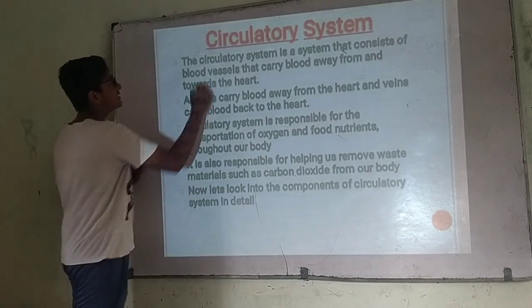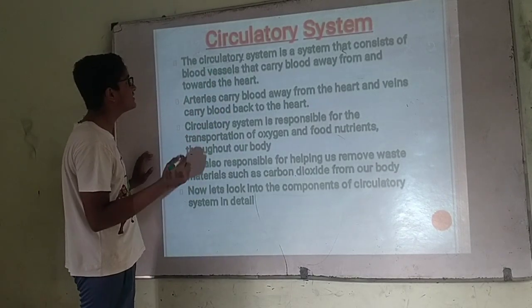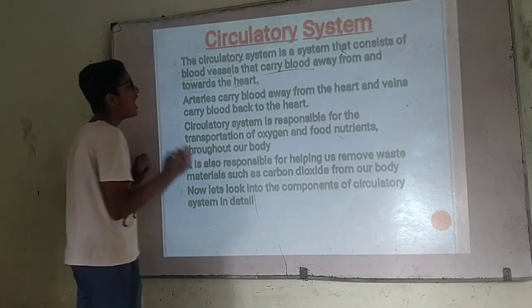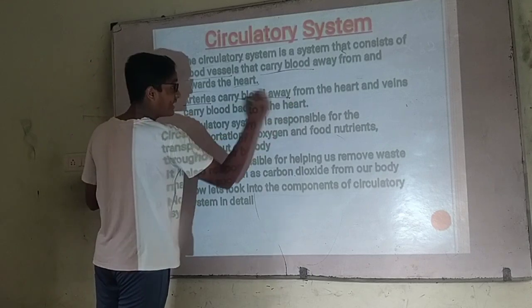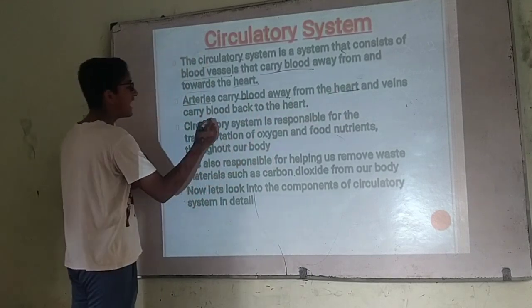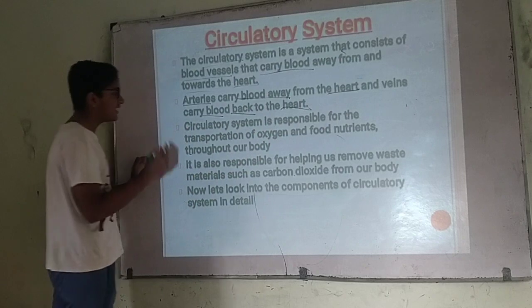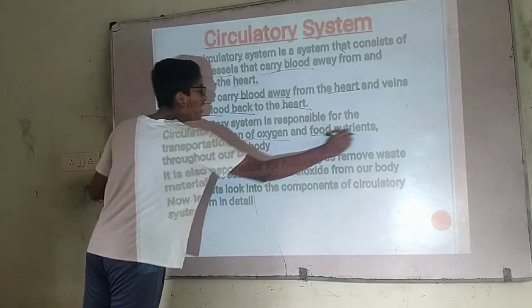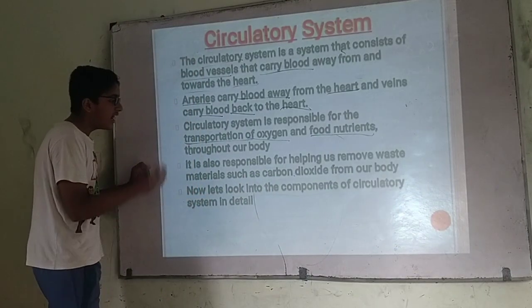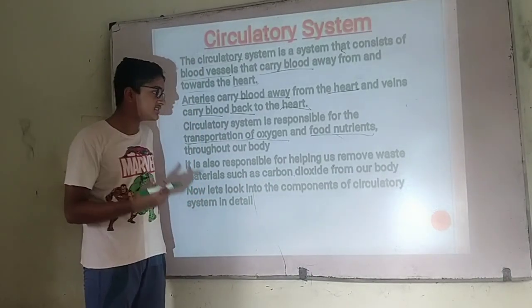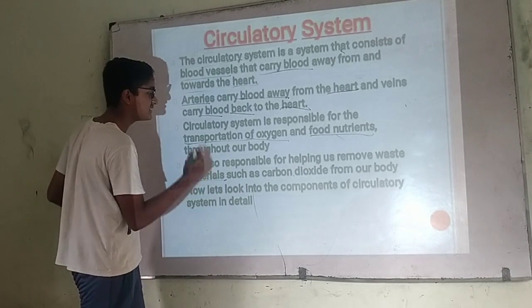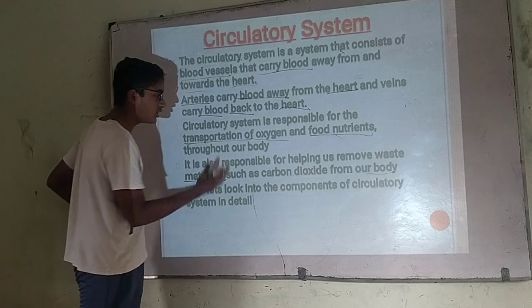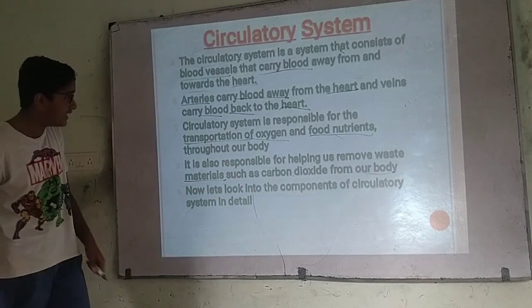Circulatory system. The circulatory system consists of blood vessels that carry blood away from and towards the heart. Arteries carry blood away from the heart, and veins carry blood back to the heart. The circulatory system is responsible for the transportation of oxygen and food nutrients throughout our body. It also helps us in removing waste materials such as carbon dioxide from our body. Now, let's look into the components of the circulatory system in detail.